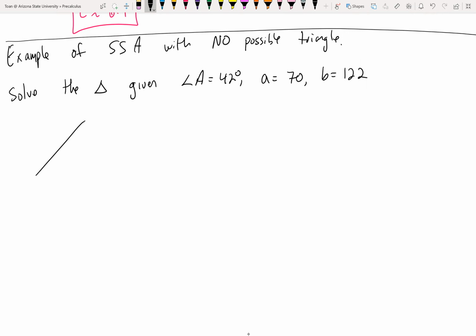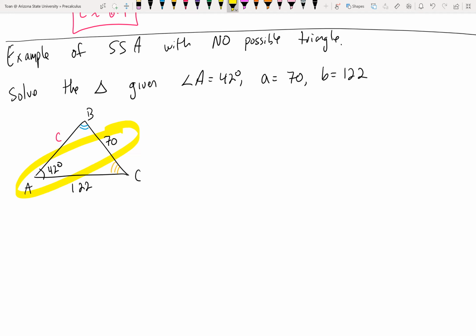As always, if I am not given a diagram, I like to draw it out. I'm given angle A, 42 degrees, side A, 70, side B is 122. That tells me I need to solve for angle B, angle C, and side C. Based upon the information they give us, an angle opposite side pair, that means law of sines is unlocked. And based upon the only other information I'm given, I need to solve for angle B.